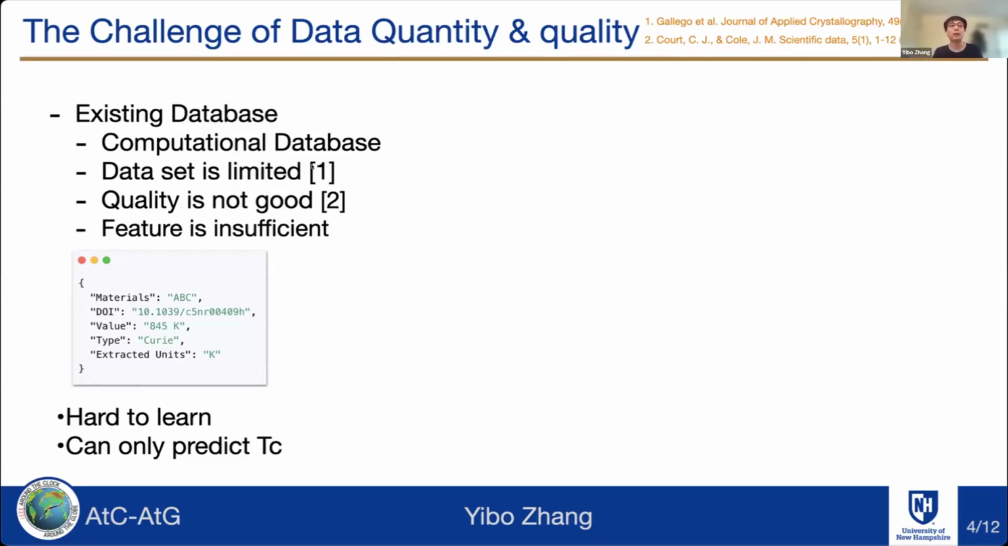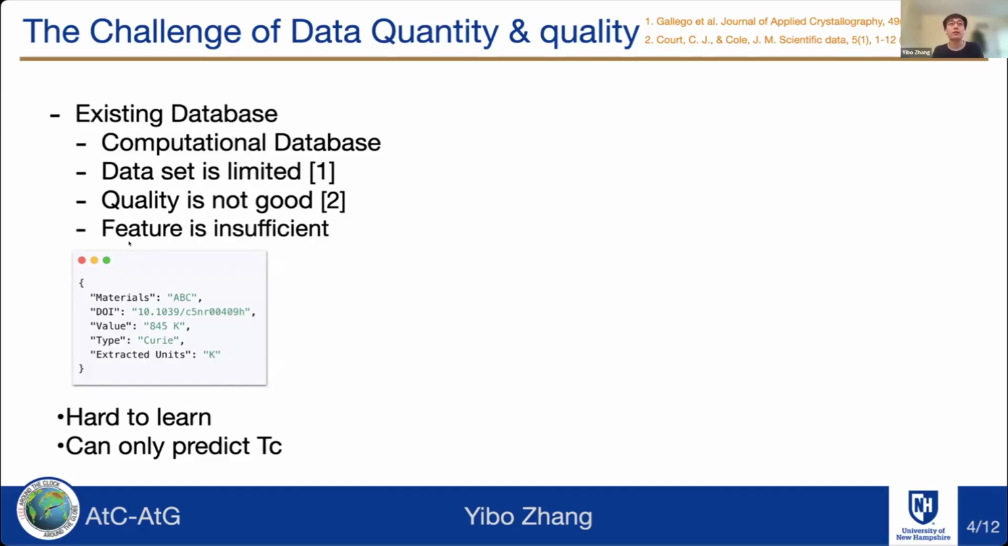Another option is some experimental data. This kind of data set does exist. However, they have some problems. First, some of the data sets are very small, and the quality of some data sets is not very good. Poor quality means that I found some data in a data set saying there's a material, it is a ferromagnetic material. However, they also give that material a Néel temperature, which is impossible.